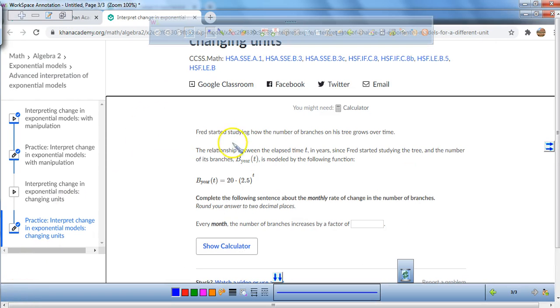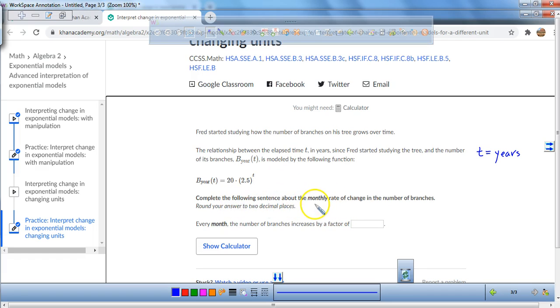All right, so it says Fred started studying how the number of branches on his tree grows over time. So the relationship between the elapsed time t in years, so put t equals years. There we go. And the number of its branches, b of t, is modeled by the following function. So it looks like we started with 20 branches, and then it's growing at a rate of 2.5. So basically 250% per every single year.